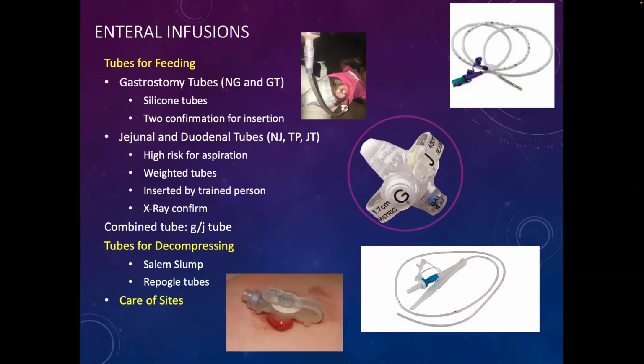Jejunal or duodenal tubes, also called NJ, ND, or J tubes, are all in the small bowel. These are usually placed for patients who have a high risk for aspiration or cannot tolerate anything in their stomach. If we're putting it in temporarily, we would use weighted tubes. And here's a picture of a weighted tube, a very common tube.